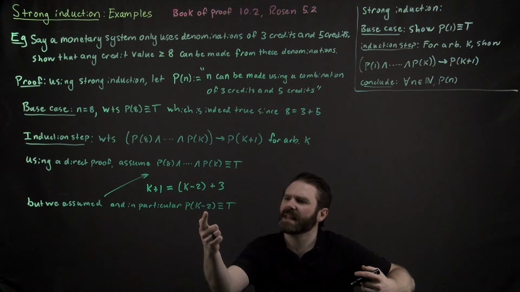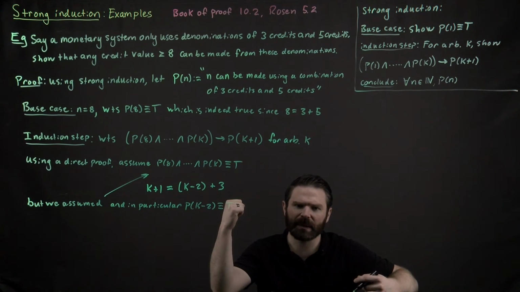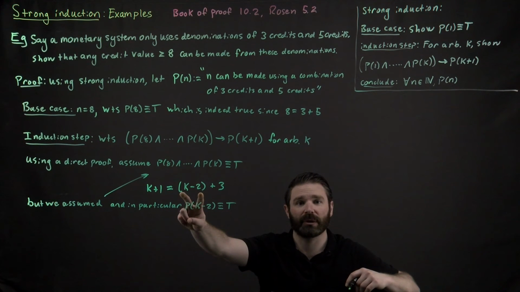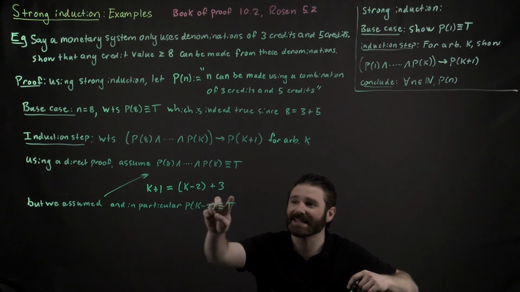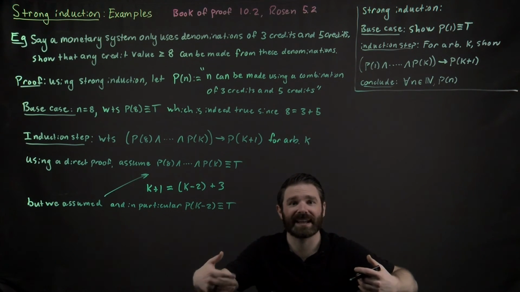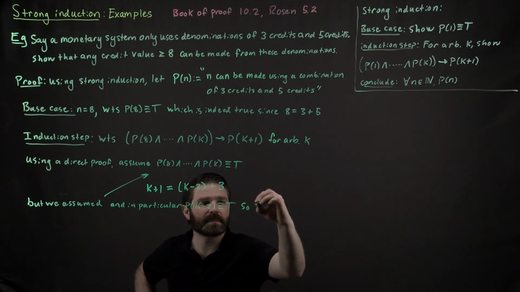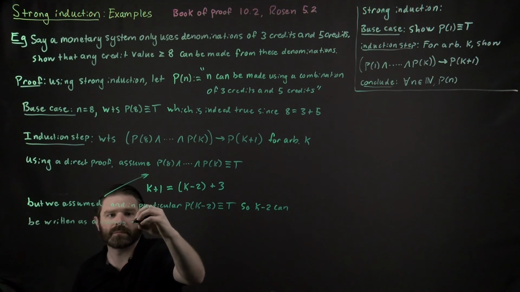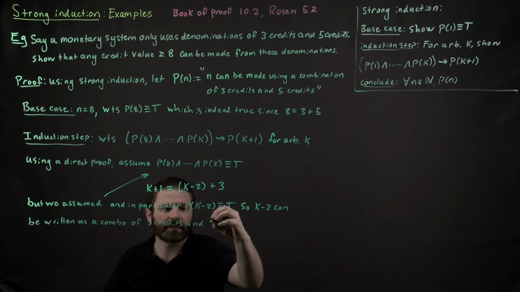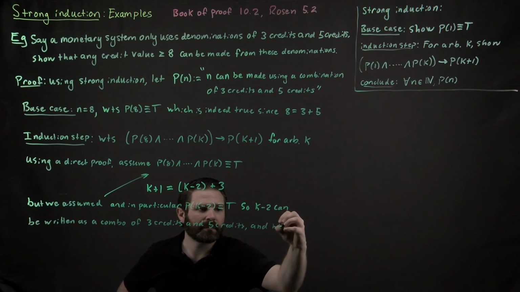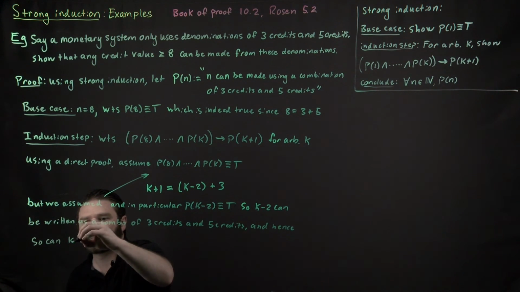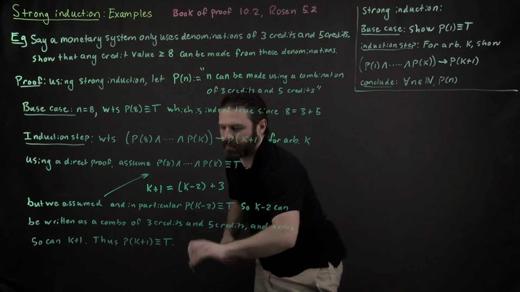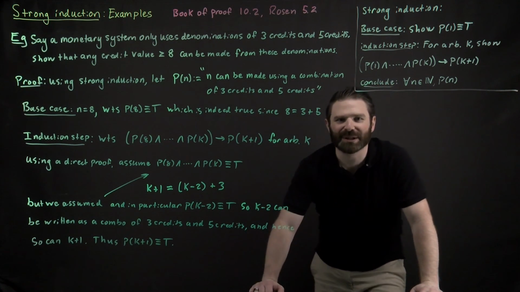Why does this help us? Because we've assumed that k minus 2 can be written as some combination of 3 credits and 5 credits. So this can be written as a combination of 3 credits and 5 credits plus 3. Therefore, this entire thing can be written as a combination of 3 credits and 5 credits. Thus, that allows us to conclude that p of k plus 1 is true.